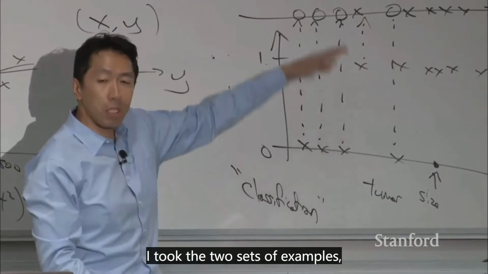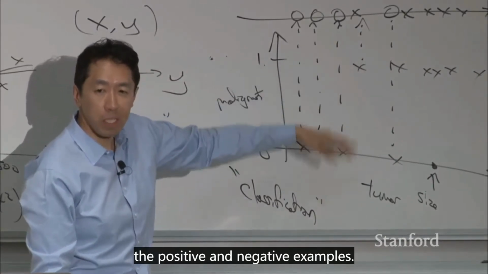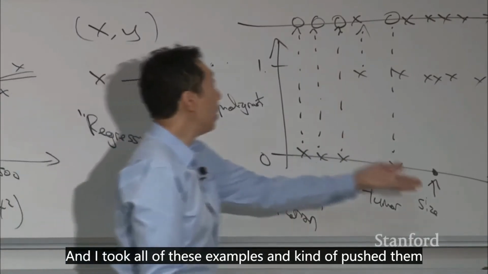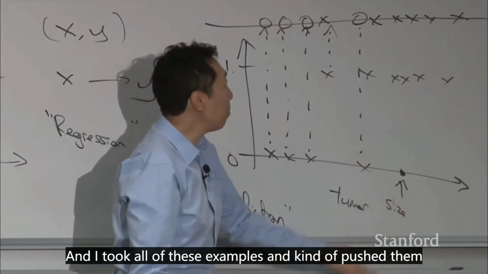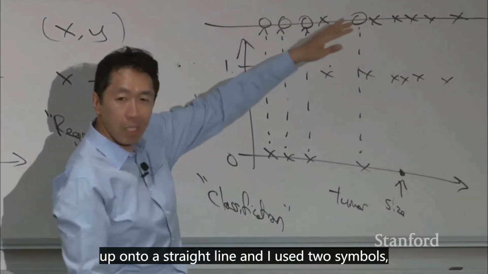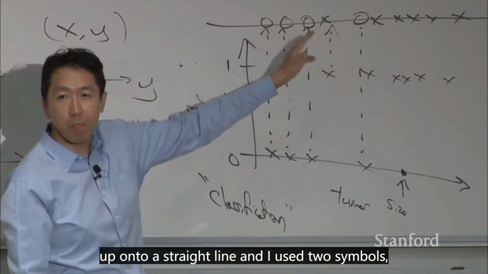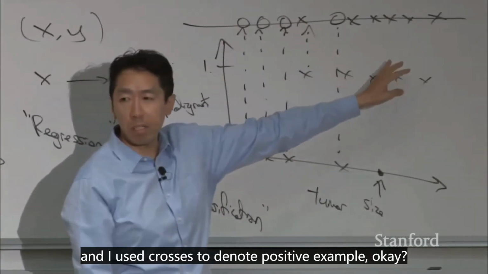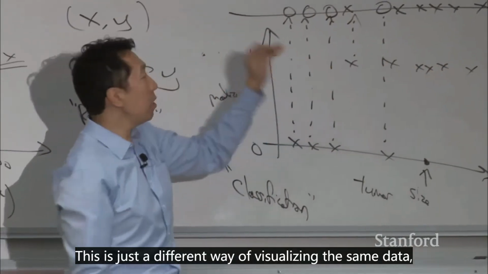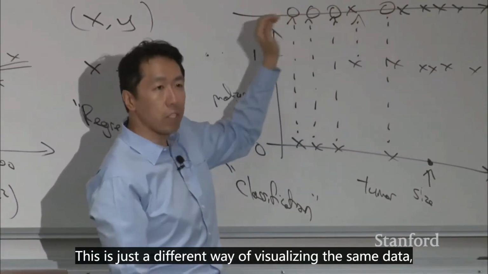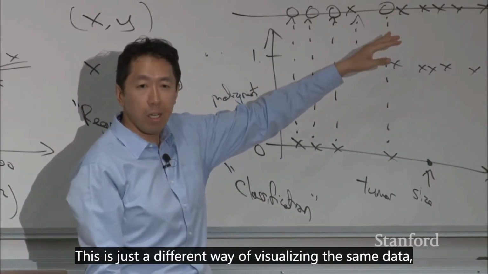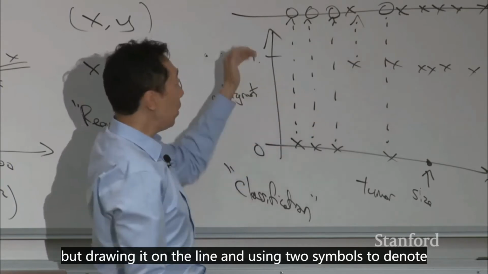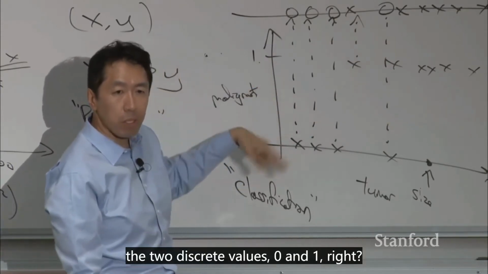So I took the two sets of examples, the positive and negative examples. Positive examples is 1, negative examples is 0. And I took all of these examples and pushed them up onto a straight line. And I used two symbols. I used O's to denote negative examples, and I used crosses to denote positive examples. So this is just a different way of visualizing the same data, but drawing it on a line and using two symbols to denote the two discrete values 0 and 1.